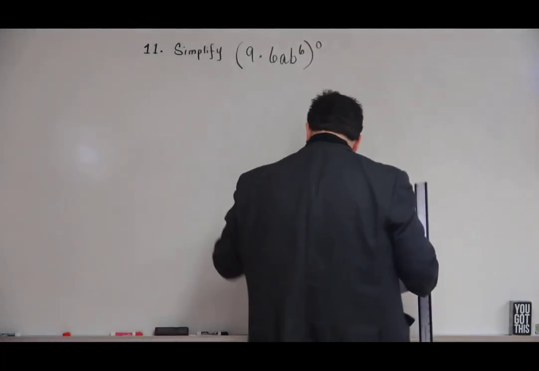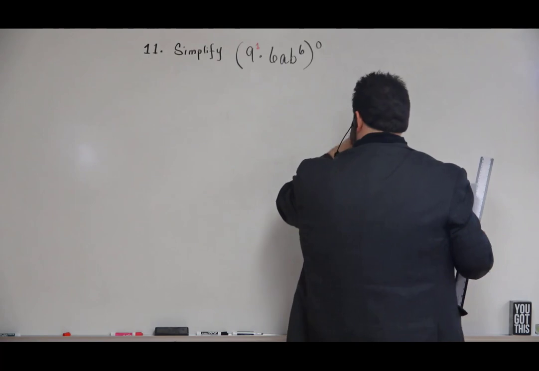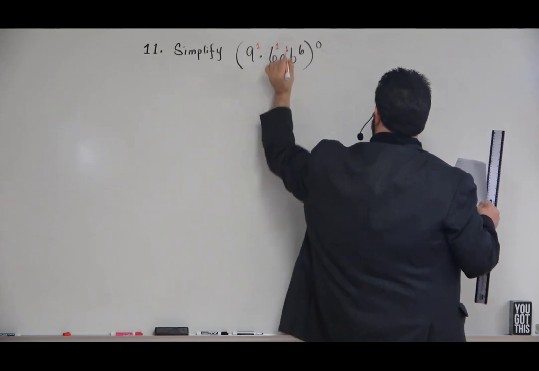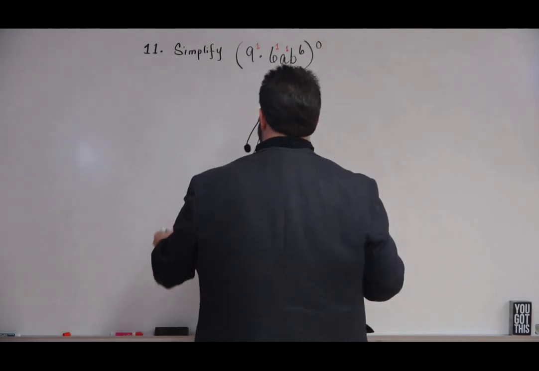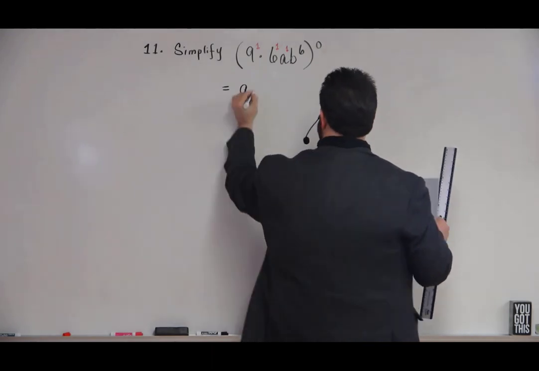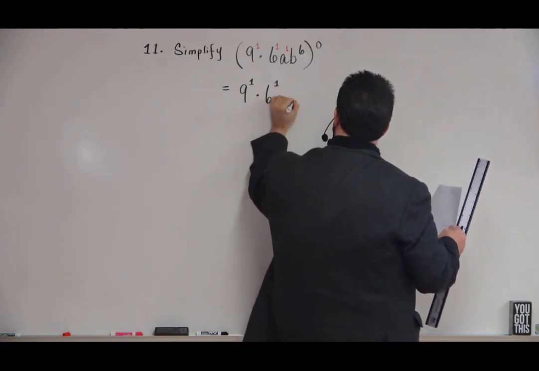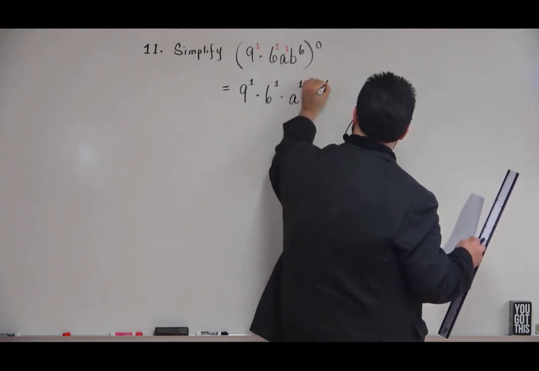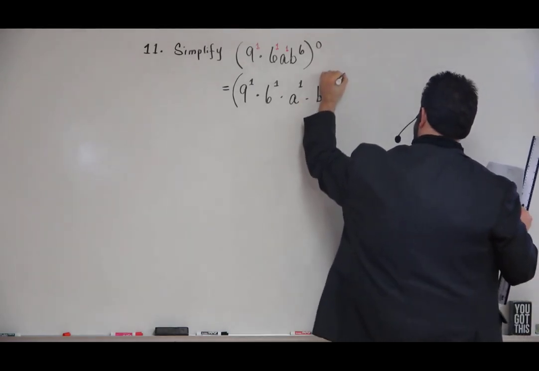Let's continue. So here's the thing. Put that 1 there because you're going to need it. You're going to need a lot of 1s, okay? Put a 1 there, put a 1 there. In fact, I'm going to rewrite this, and I'm going to add a whole bunch more multiplication dots. Here's what I mean. I'm going to write 9 to the 1 times 6 to the 1 times A to the 1 times B to the 6th. And then I'm going to put big parentheses and raise the whole thing to the 0 power.